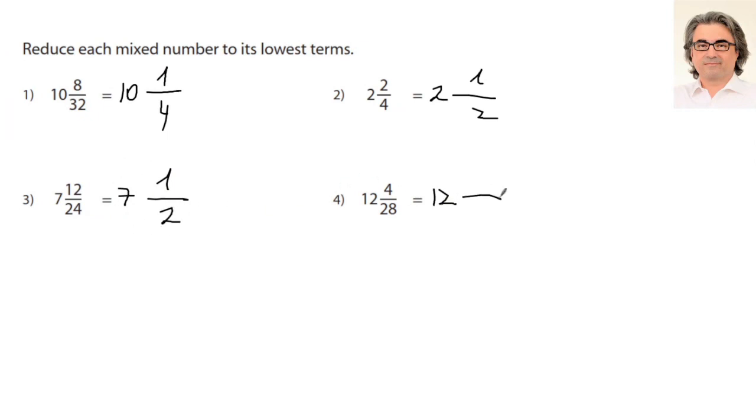12 and what about 4 over 28? 4 and 28 are both divisible by 4. 4 over 4 is 1. 28 over 4 is 7. I think I am a bit fast, but you should know division, multiplication, all the multiplication tables. Children, please work hard.